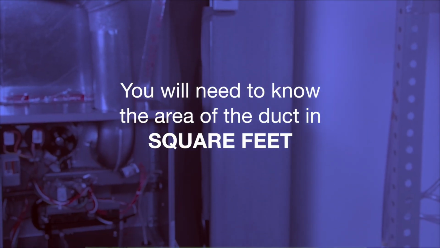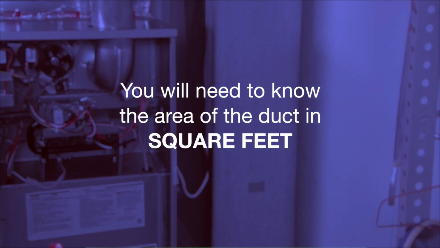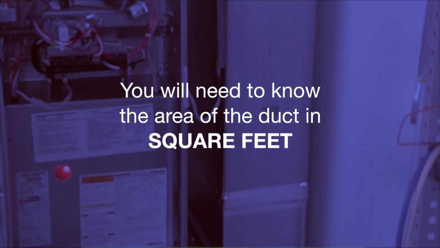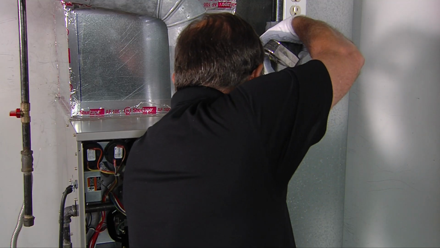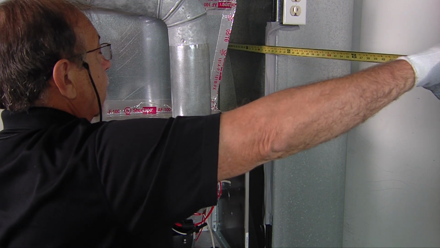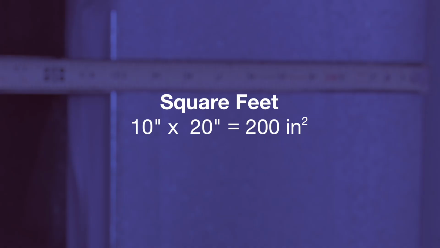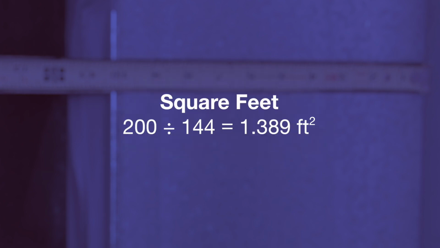To calculate CFM, you will need to know the area of the duct in square feet. Measure the width and depth of the duct in inches, then multiply the two dimensions to get the area in square inches. In this example, the duct is 10 inches wide times 20 inches deep for a total of 200 square inches. To convert to square feet, you must divide your answer by 144. In this example, the area of our duct is 1.389 square feet.